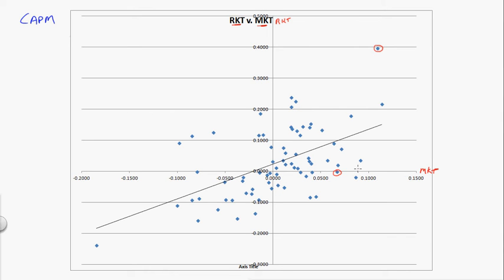I would like to know, is there a relationship? So in other words, if you tell me what the market did, I'll be able to figure out what Rock-Ten did. Just looking at the blue dots, the answer is, well, there's a pattern, but it's not a perfect pattern. So I draw this straight line, and this straight line is going to be my best guess, and that's what the CAPM is going to tell me. So let me show you something real quick.